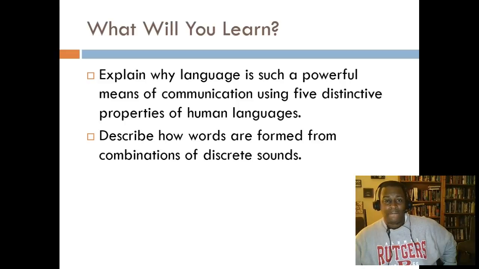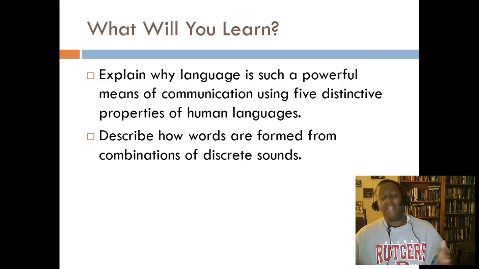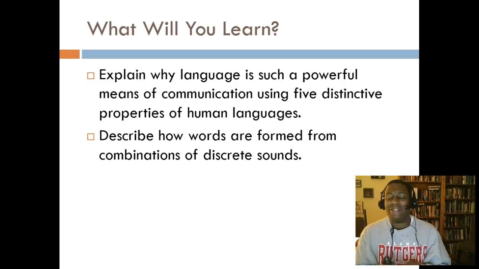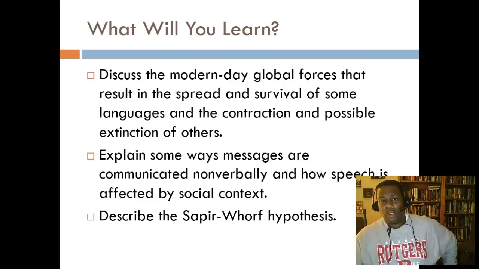Let's begin. At the end of this chapter, you should be able to explain why language is so powerful and such a powerful means of communication, using the 5 distinctive properties of the human language as offered to us by the anthropologist and linguist Hackett. In fact, he offered us 13 important principles of language, but we're going to talk about 5. You should be able to describe how words are formed through combinations of discrete sounds, which we call phonemes, and we'll talk about that.